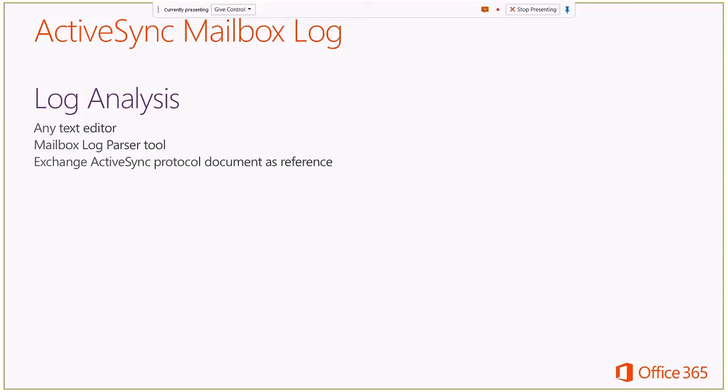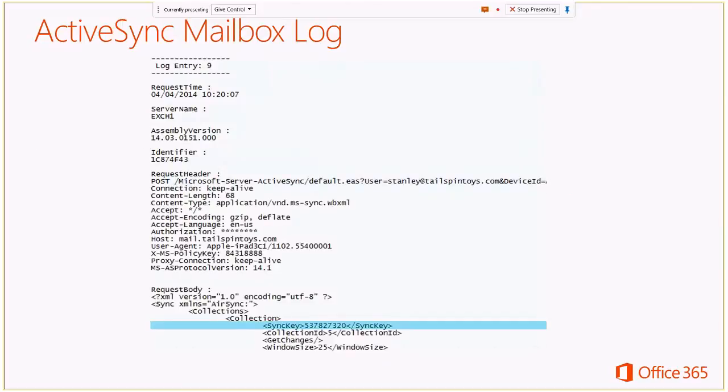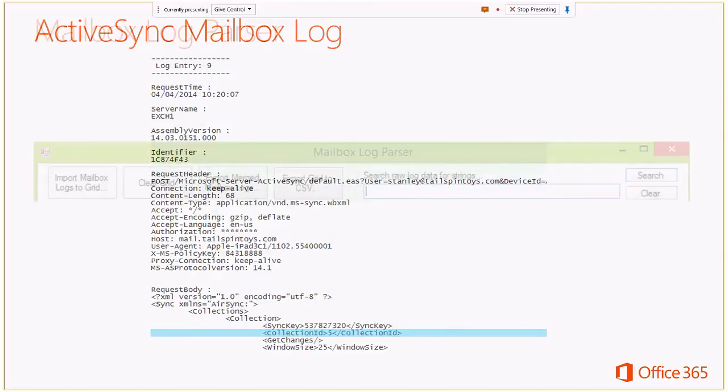So here's a sample mailbox log, and this is just a truncated version of one. You can see in here we have the log entry number, the request line, we can see the sync key, the collection ID, and this is just one. So imagine if you turned on the logging and it took a couple of days. You could have a couple of thousand log entries. If you're looking at this through a text editor, it can be very cumbersome and difficult to find out what exactly happened. And that's why this Mailbox Log Parser tool was created.